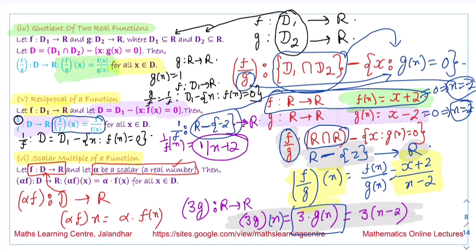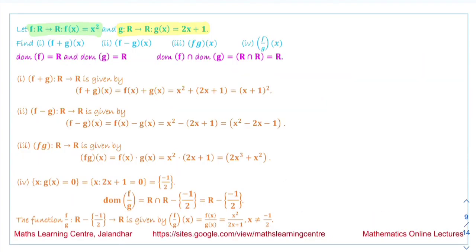Next we are given two functions. One is the function f defined from R to R, and f of x is equal to x square. Second is the function g defined from R to R, and g of x is equal to 2x plus 1. We have to calculate the values of f plus g, f minus g, f into g, and f upon g.